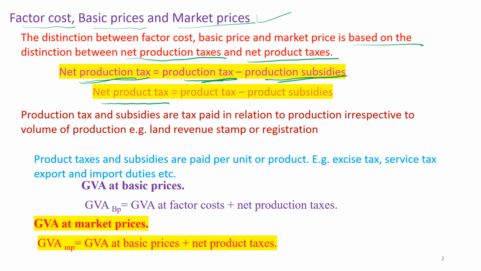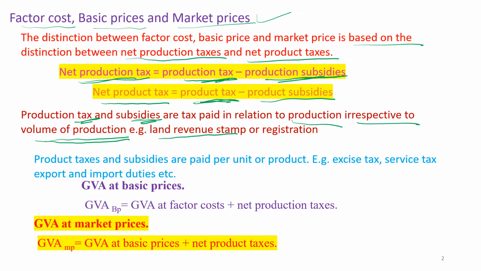Then what do you mean by net product tax? Net product tax is the difference between product tax and product subsidies. Then you should know what is production tax and production subsidy. Usually production tax and subsidy are related to production irrespective of the volume of production. So it is related to production activity, but it is not related to the quantity or volume of production.